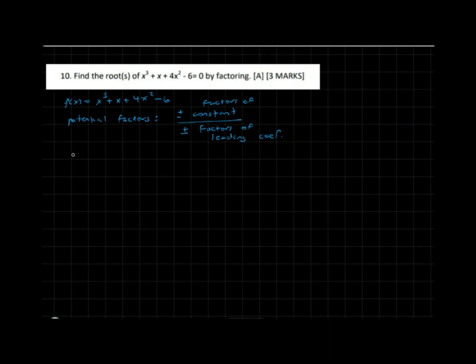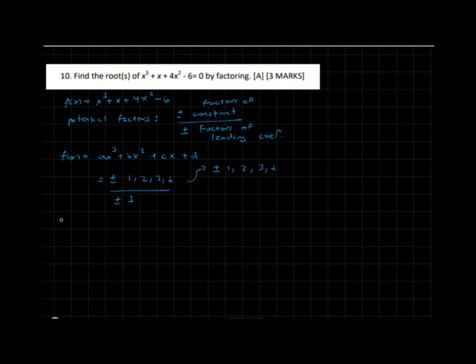Right? And you want to think about your function f of x in the form of ax cubed plus bx squared plus cx plus d, right? So in this case, our potential factors are plus minus factors of 6, right? So you could do 1, 2, 3, and 6, and leading coefficient is 1, so plus minus 1. So our potential factors that we can test out are plus minus 1, 2, 3, and 6. You just divide all of these numbers by 1, right?